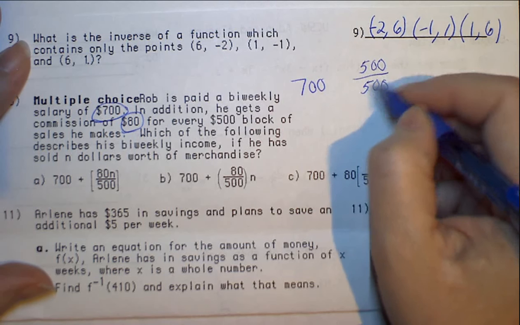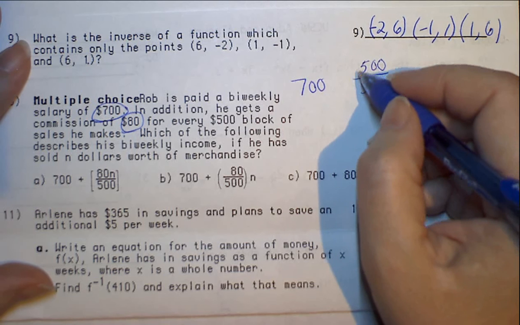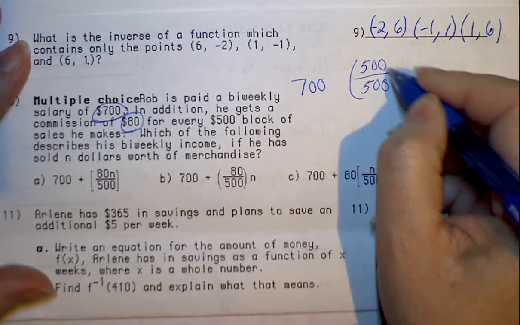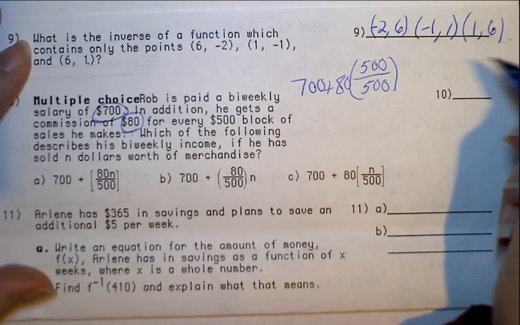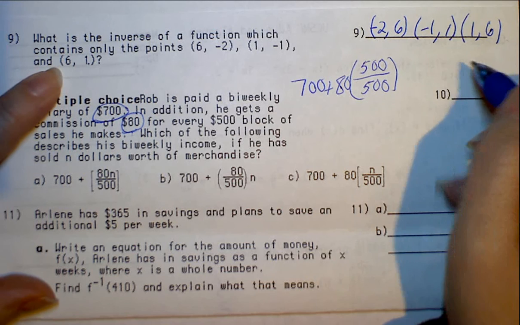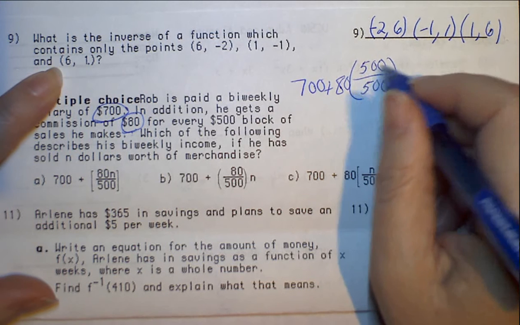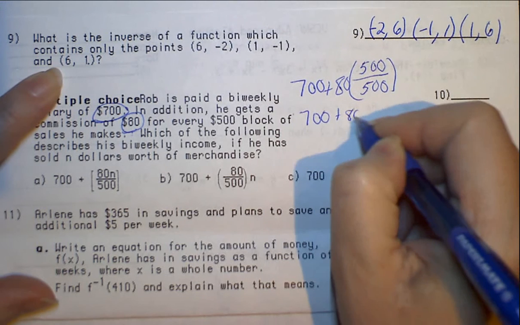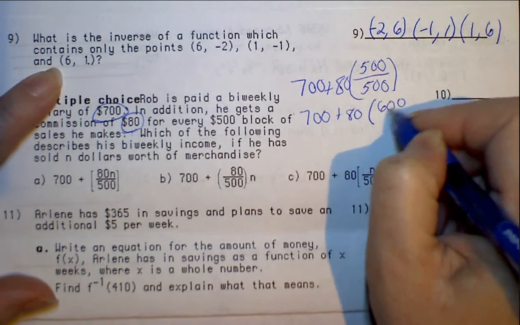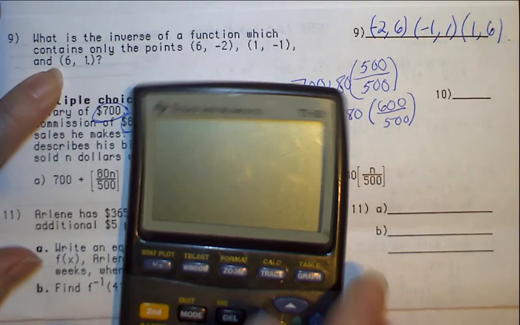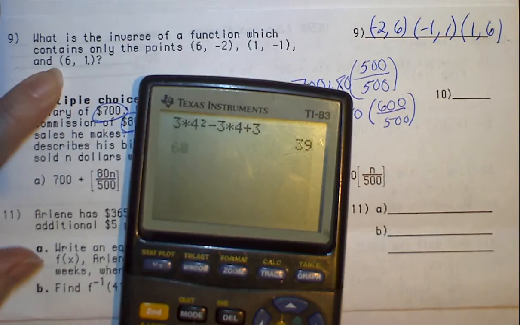How much are they going to pay him for that one block? They're going to pay him $80, right? So this would be multiplied by 80. But now they are saying that if he did 600, they'd go 700 plus 80 times 600 divided by 500. Well, what does that equal? 600 divided by your 500 is 1.2.